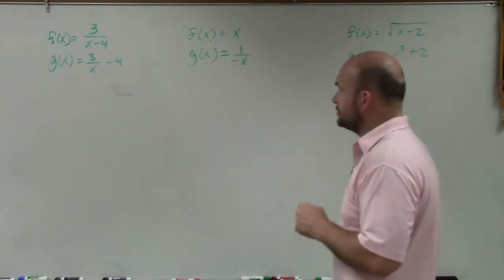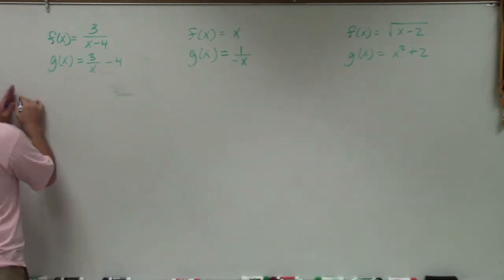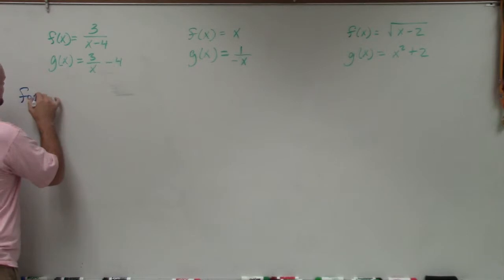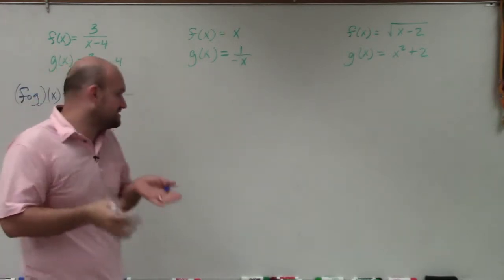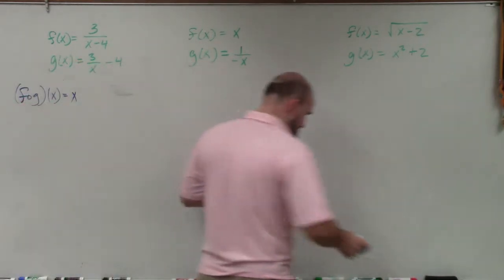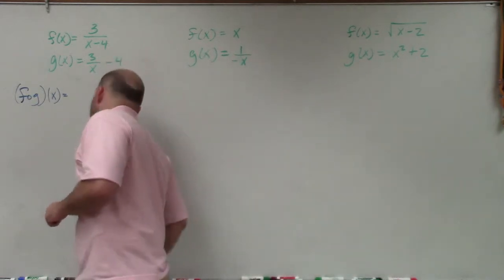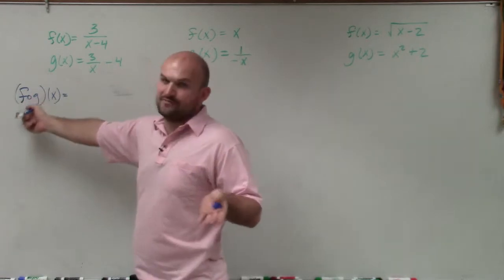So for the first example here, make sure I have them still here. Good. What I'm going to do is just do f of g of x. Again, if we can simplify this to give us x, then we can show that these are inverses of one another. So remember, f of g of x, composing functions, basically tells us to plug the g of x function into the f of x function.